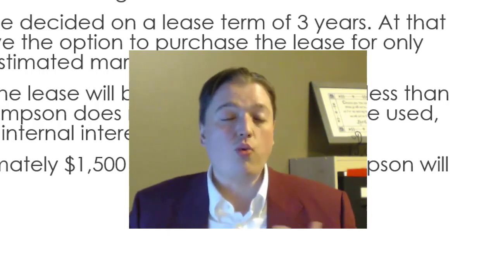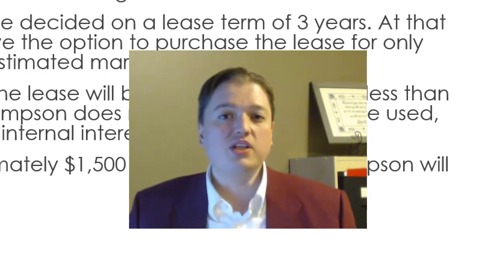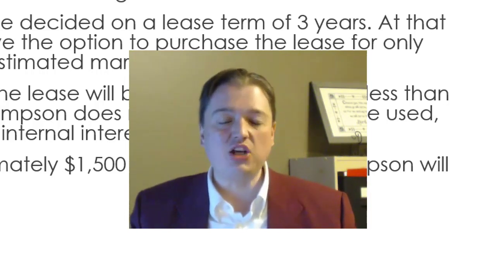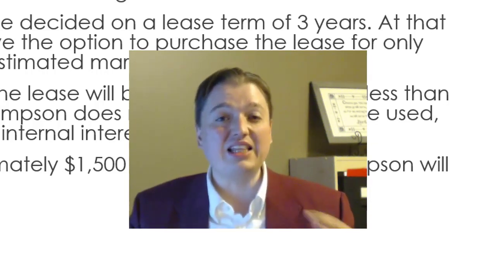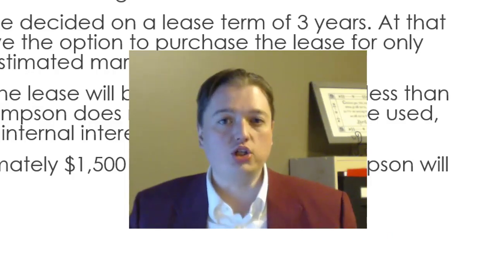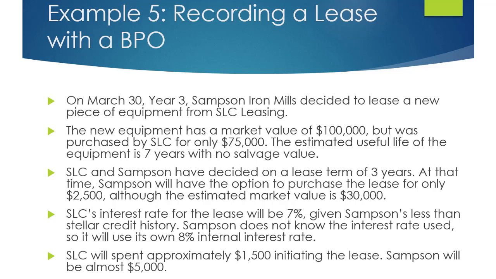What we want to do now as we wrap up our discussion of leases is one last comprehensive example, where instead of putting the different kinds of lessee or lessor accounting side by side, we show how a lessee and a lessor would record the journal entries. So with that said, let's jump right into our Sampson Iron Mill example.